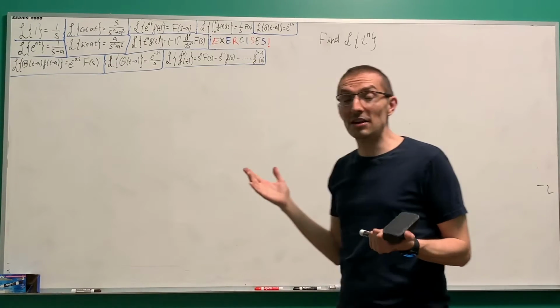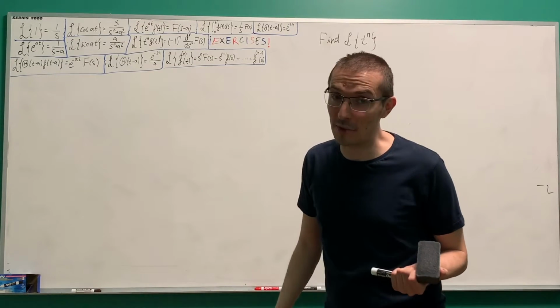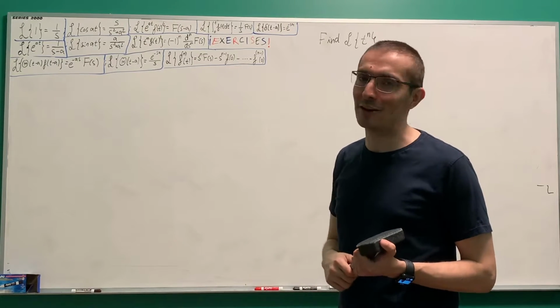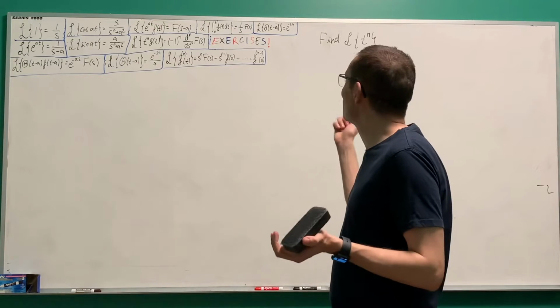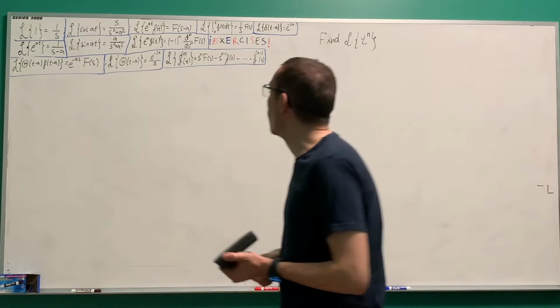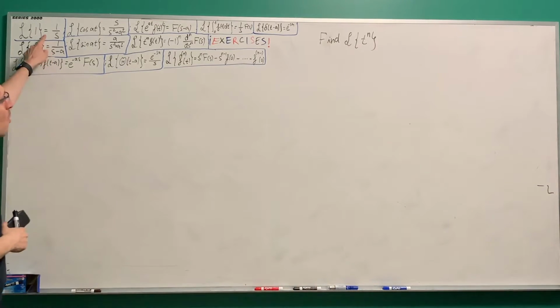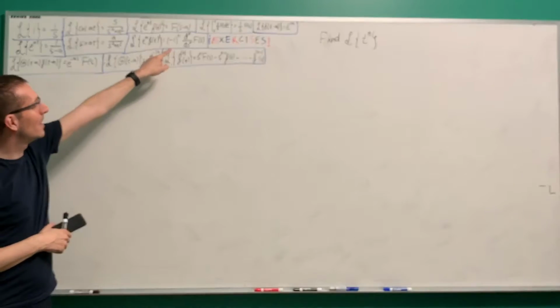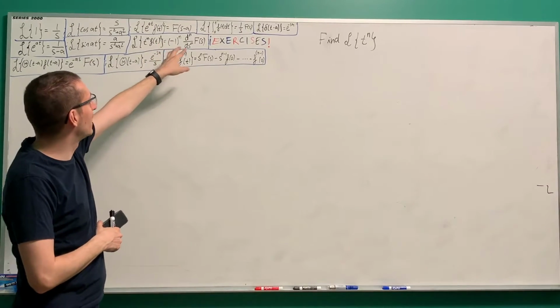You remember what it was? The result was 1 over s squared, remember? Well, let's find it without using the definition. You don't need to use the definition to find them, actually. Why? Because we're going to use the Laplace transform of 1 and the theorem that we call the derivative of the transform.